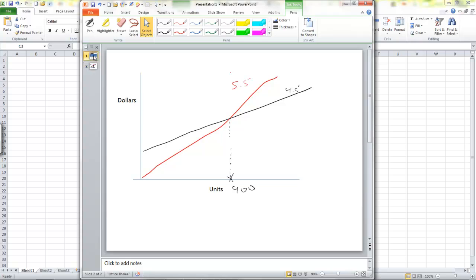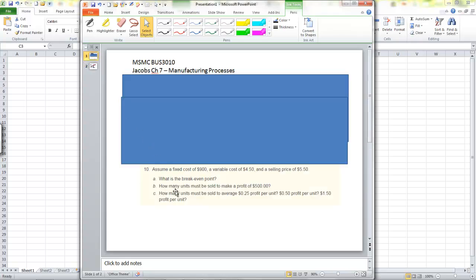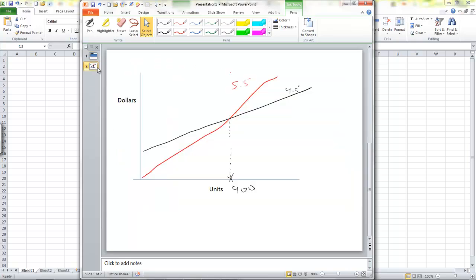Let's see where we are here. Come back. Second part of it, part B: how many units must be sold to make a profit of $500? What we need to do is just subtract sales. We'll subtract from sales the cost involved at any level of units that we produced. That's simple accounting. We're just subtracting costs from sales here. That's all it is. So we know that we're going to be to the right of 900. It's going to be some number greater than 900 that gives us a profit of 500.